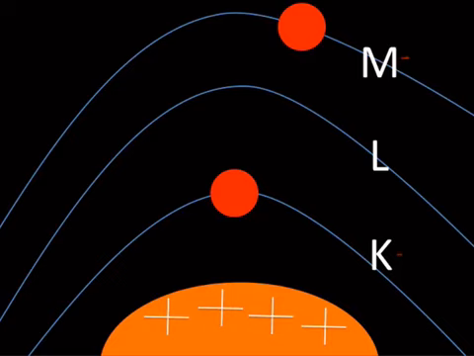Because there's a change in energy, like I said, that has to go somewhere. Where does it go? It becomes an X-ray. So that is how a characteristic X-ray is formed. And we'll talk about that a little bit more later.